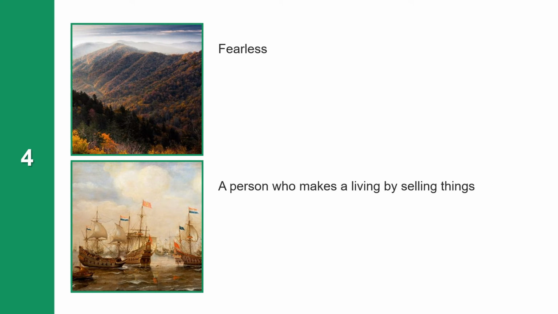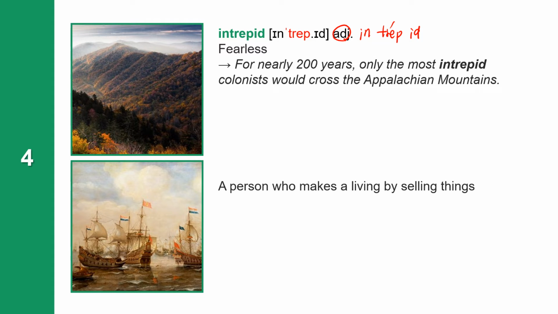Haggle. The next word: fearless. The word is intrepid. Intrepid is an adjective. It has 3 syllables, I-N-T-R-E-P-I-D. Accent on the second syllable, intrepid. Intrepid means fearless. For nearly 200 years, only the most intrepid colonists would cross the Appalachian Mountains.